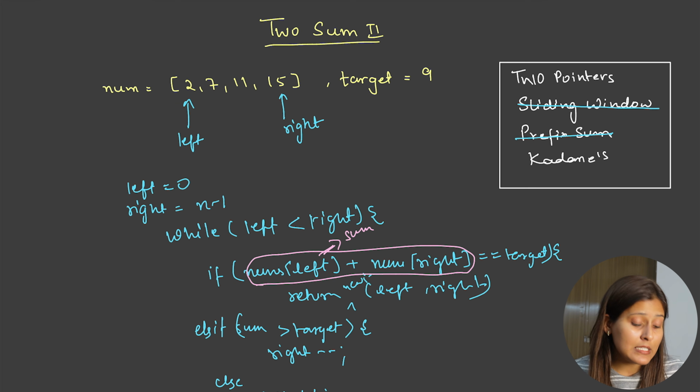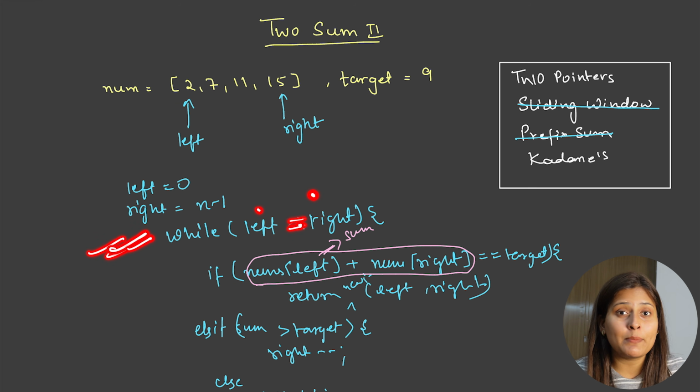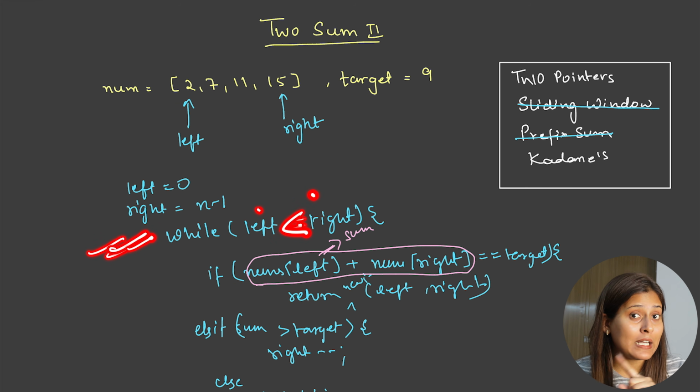Taking the same element means if we add the equal to condition here, then when left and right are pointing to the same element, the while loop will still run. Suppose the element is 5 and the target is 10. We are actually looking for 2 different 5s. But in this case, it will add the same 5 two times and say yes, answer is present, but it might not be present. Hence, it is very important to stop this condition at left less than right and not left less than or equal to.